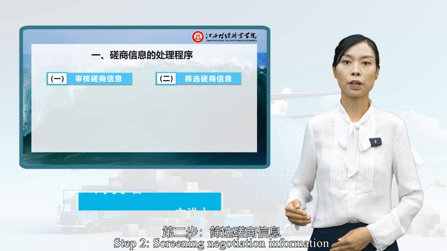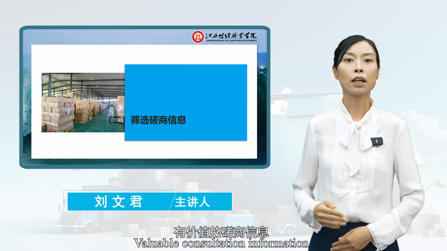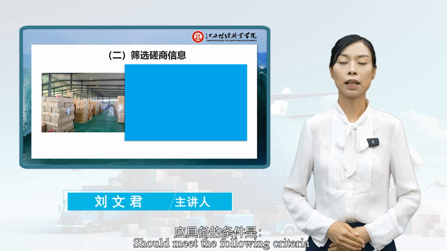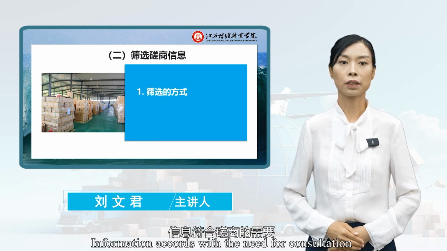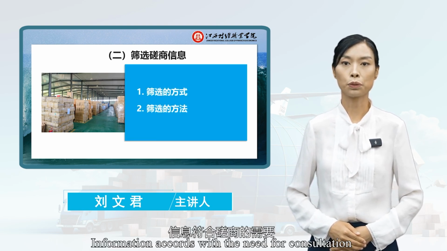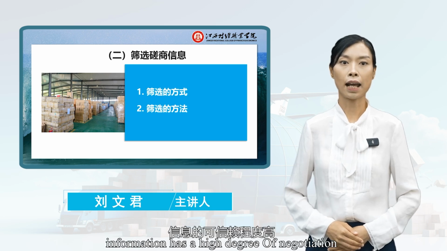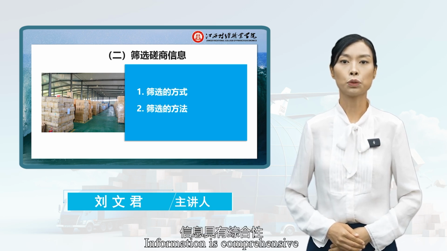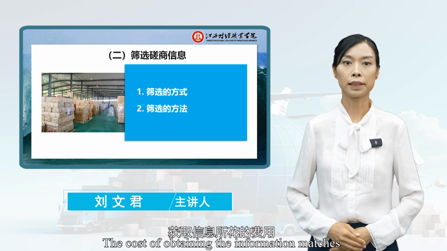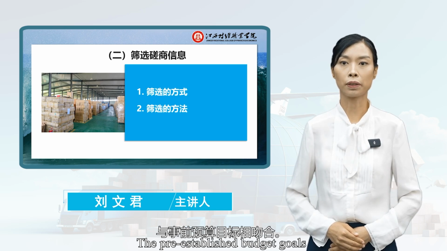Step 2. Screen negotiation information. Valuable negotiation information should meet the following criteria. Information accords with the need for negotiation. Information has a high degree of reliability. Information is comprehensive. The cost of obtaining the information matches the pre-established budget goals.